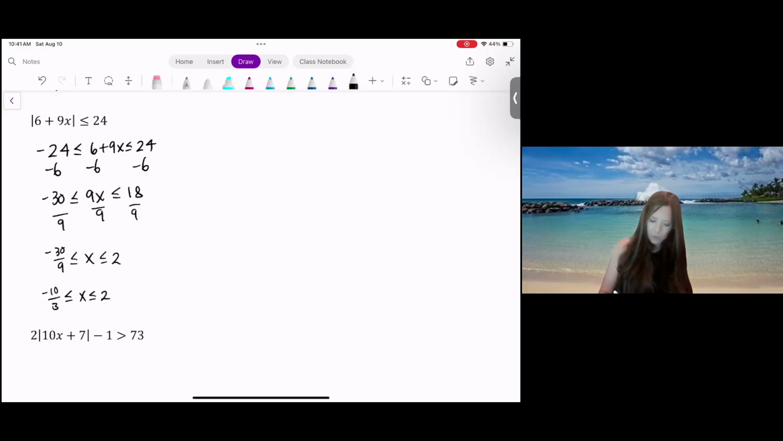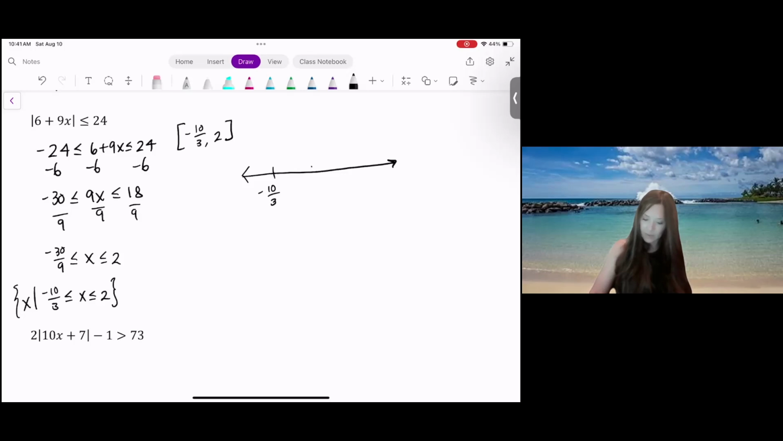Set notation would just be x such that. Interval notation would be -10/3 to 2. And then graphing, I'm going to be very basic here. Graphing would be together with brackets or circles closed.